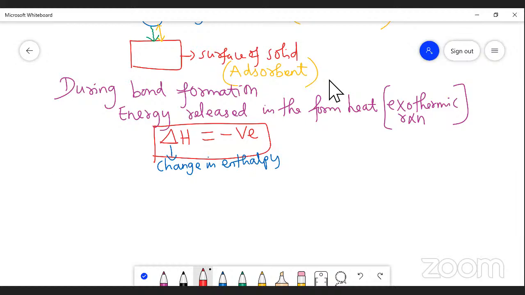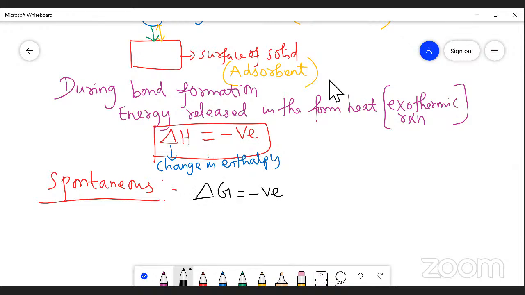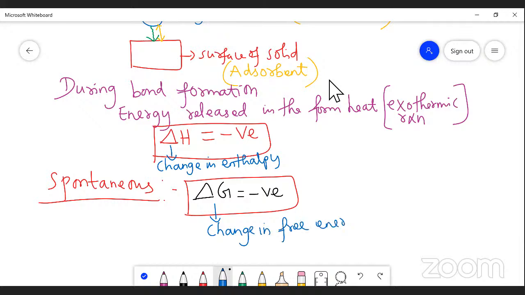And adsorption is a spontaneous process. What is a spontaneous process? A process that occurs as it is, without any external force, is given the name spontaneous process. So this adsorption is a spontaneous process. For a spontaneous process, the del G value should be negative. Del G is the change in free energy. So this change in free energy should be a negative value. This is the second condition.